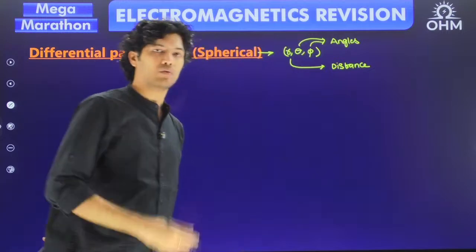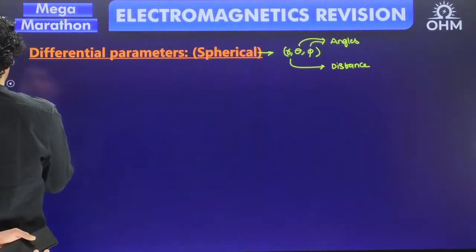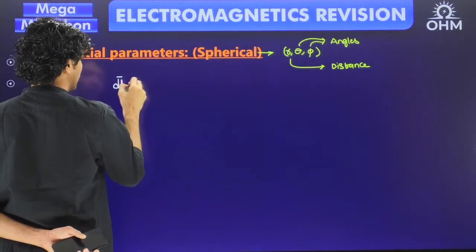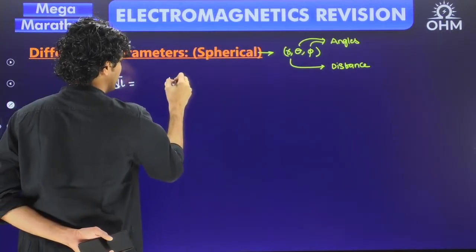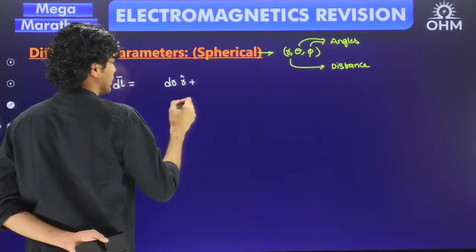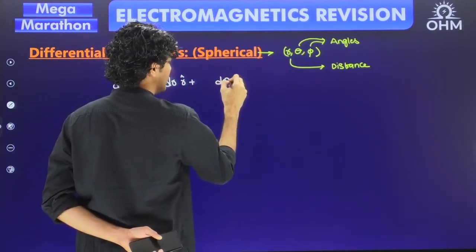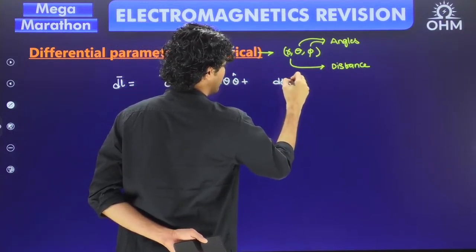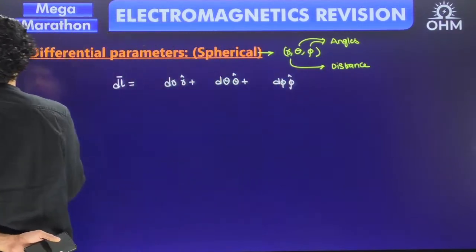Okay. So why are we discussing this? Because if you want to write dl bar in all these three cases, in spherical we will have dr times r cap, d theta times theta cap plus d phi times phi cap. The differential parameter will always be there.